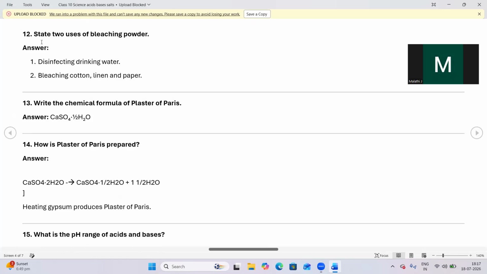Here they ask you the 12th question. State two uses of bleaching powder. Bleaching powder is used for disinfecting drinking water, and for bleaching cotton, linen and paper. Then write the chemical formula of plaster of Paris. We already discussed plaster of Paris briefly in the last class. It is CaSO4·½H2O.